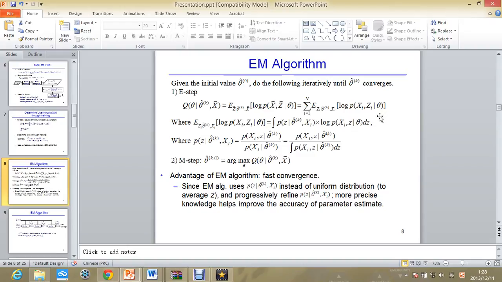However, ML parameter estimates can be obtained iteratively using the expectation maximization algorithm. This algorithm begins with an initial model theta to estimate a new model theta. The new model then becomes the initial model for the next iteration, and the process is repeated until the convergence threshold is reached.